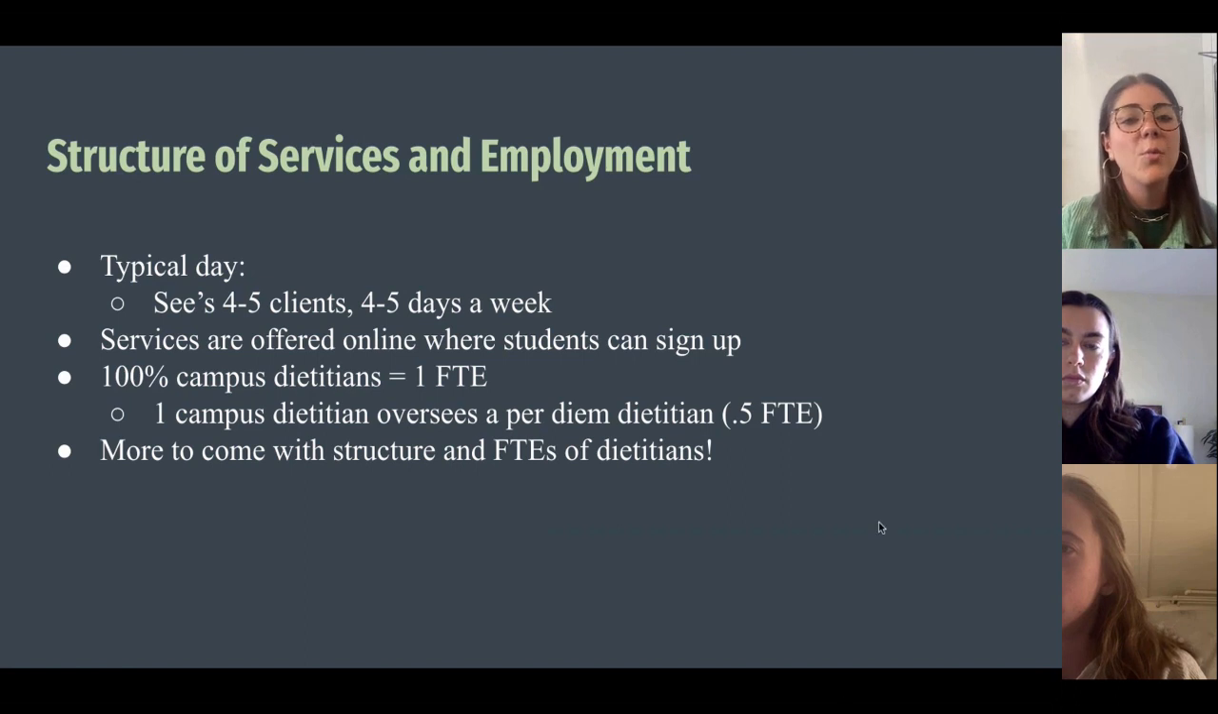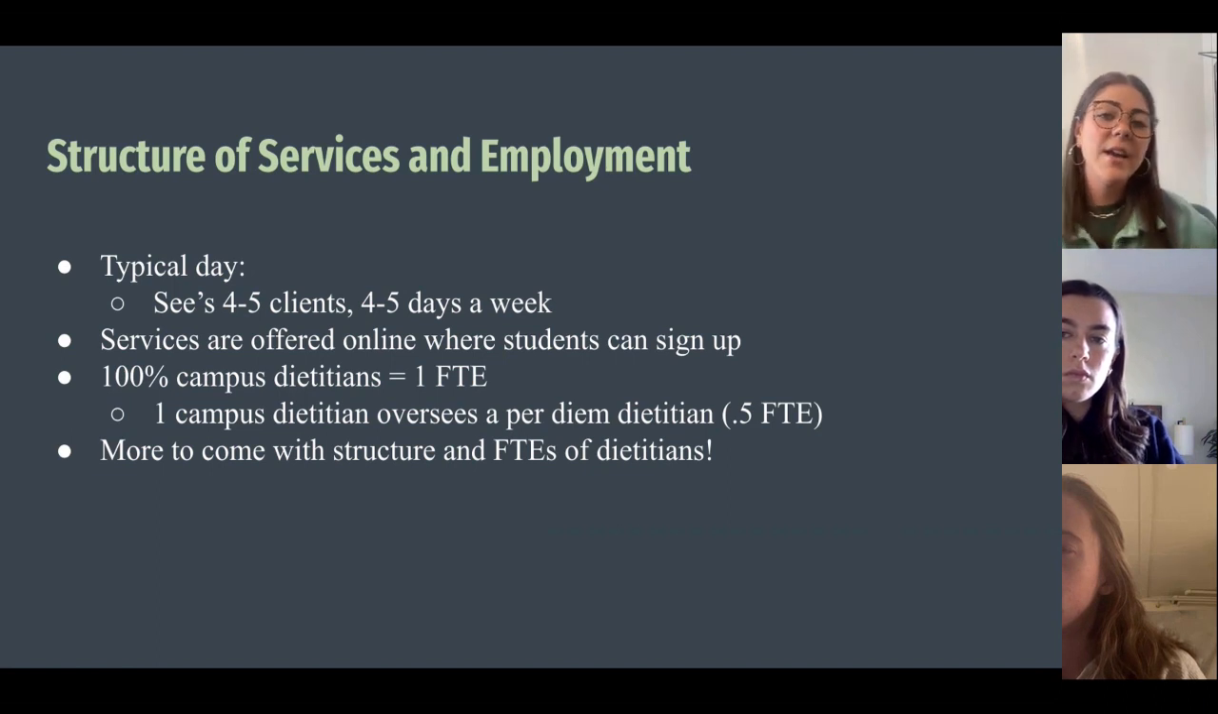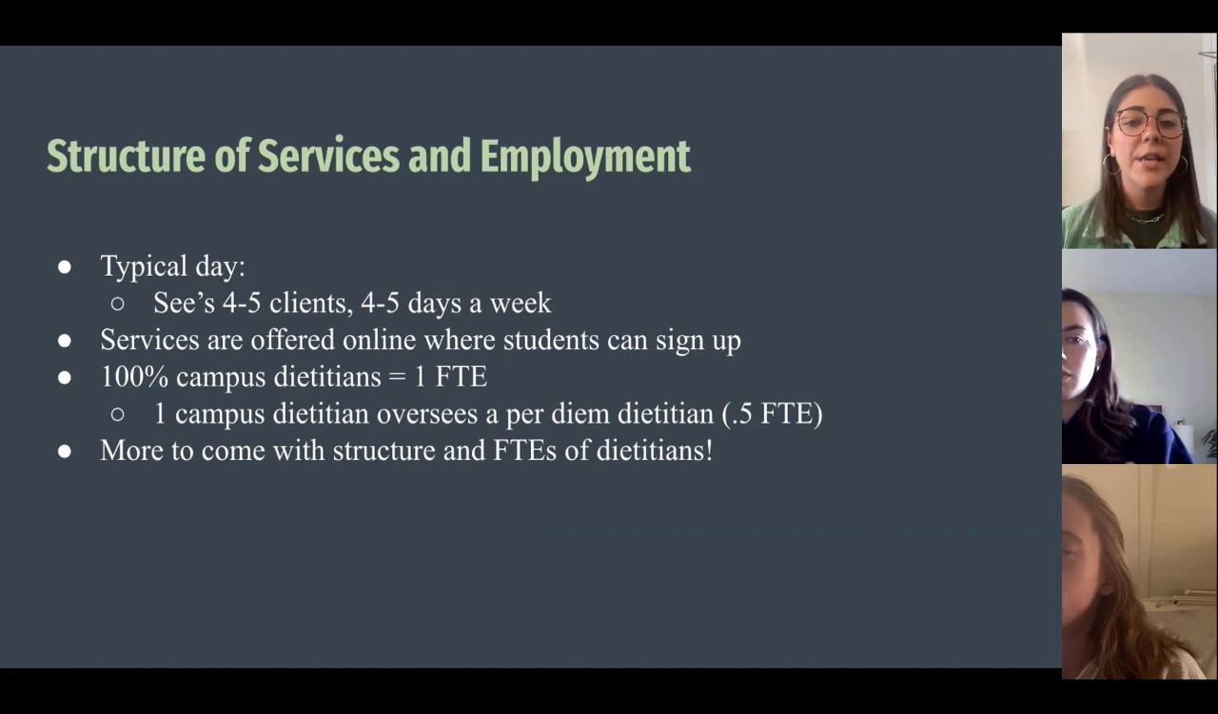So the second domain was the structure of services and employment. On average, a typical day of a campus dietitian, they work full-time, 1 FTE, and they see an average of 4 to 5 clients a day, and they work 4 to 5 days a week. So the services are offered primarily online where students can sign up.